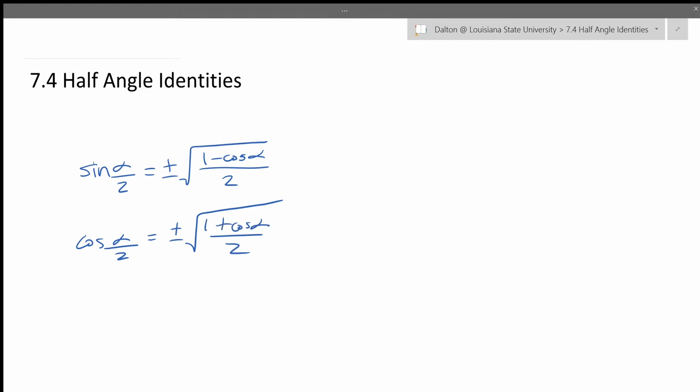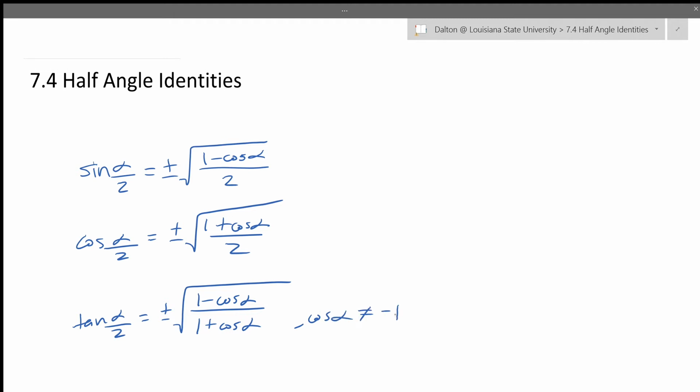And then we know that tangent is sine over cosine. So if we were to take these two identities, divide sine by cosine, and do some algebra, we would get this tangent half identity, which is plus or minus the square root of (1 minus cosine alpha) over (1 plus cosine alpha), such that cosine alpha cannot equal -1. Because if it equaled -1, we get 0 in the denominator. We know that that is not okay.